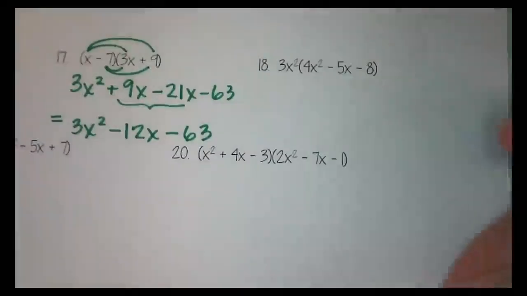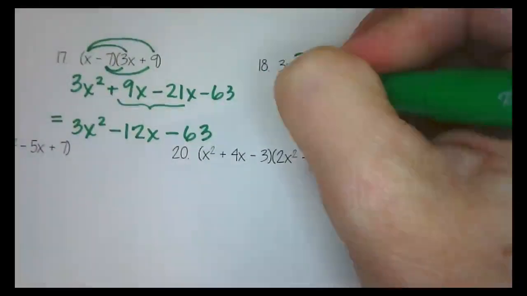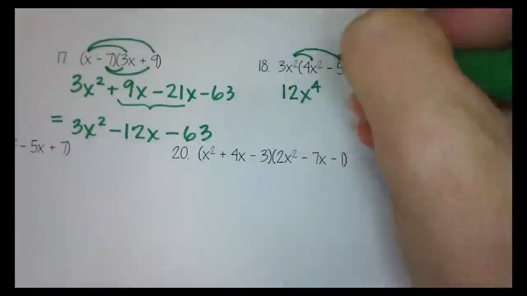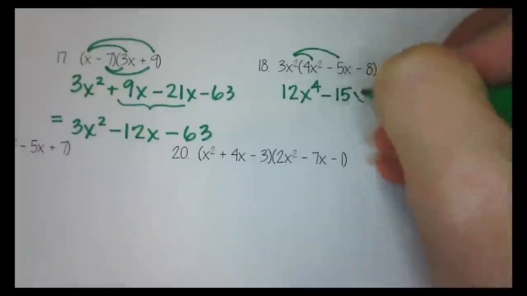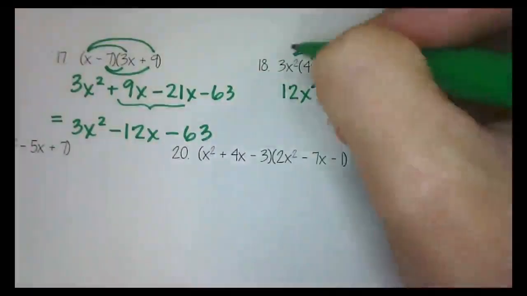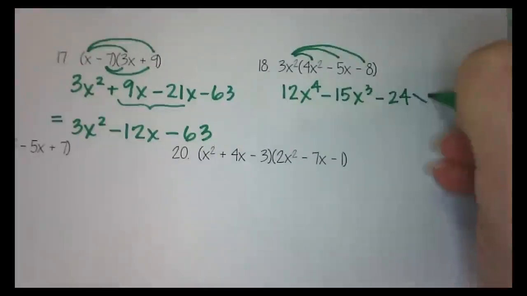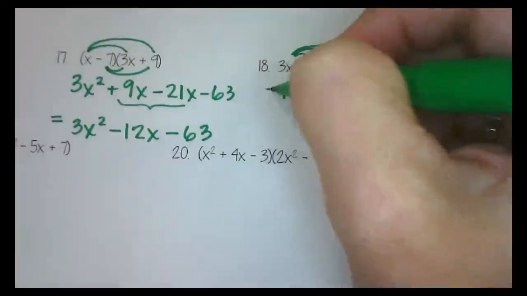All right, number 18, we're multiplying a monomial with a trinomial. So this is just distributive property. So that's 12x to the 4th. Multiply these two, we would get negative 15x to the 3rd. Multiply those, we would get minus 24x squared. And then there's no like terms, so that's it.